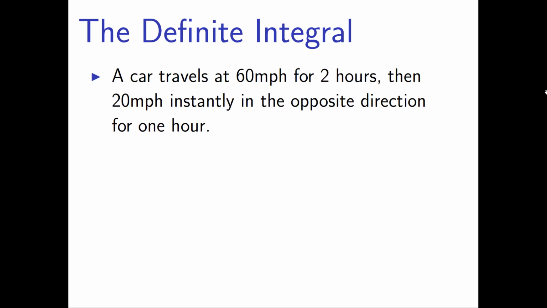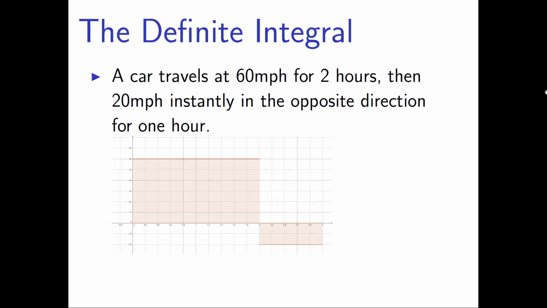Let's ask another, slightly more difficult question, not much. So now we're going to assume that the car travels at 60 miles an hour for 2 hours, then instantly, which I appreciate isn't very realistic, changes direction and goes 20 miles an hour back the opposite way. It's going to do that for 1 hour. So we take the picture again. Again, we have the 60 miles an hour for 2 hours. We have the 20 miles an hour, but in the opposite direction, so we're going to give a negative 20 miles an hour here for 1 more hour.